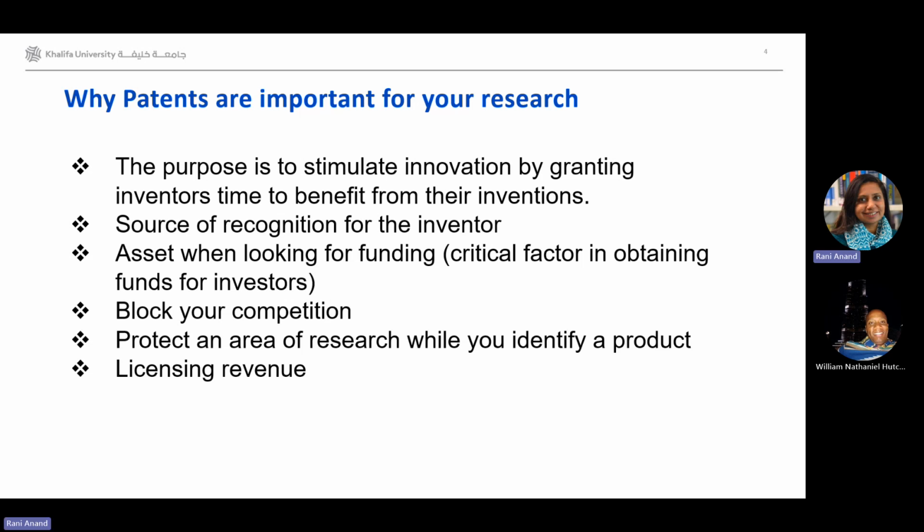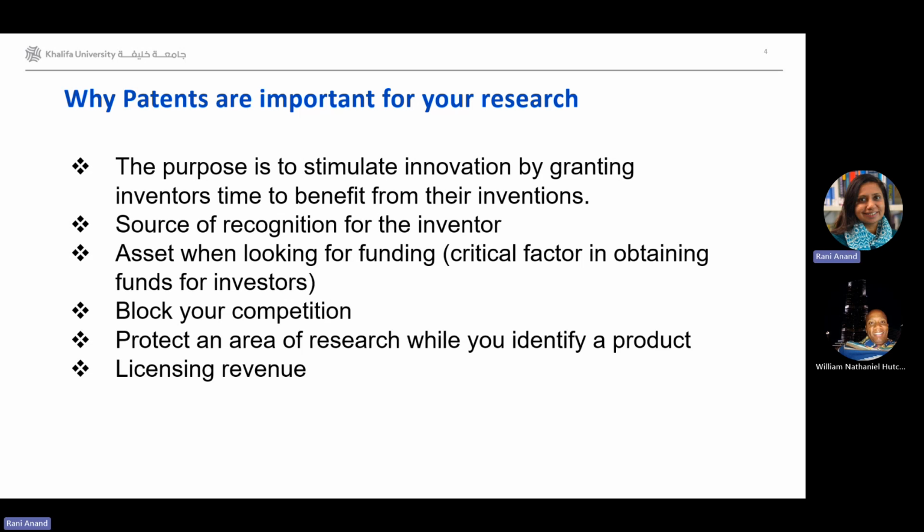Then it's an asset when looking for funding. It's a critical factor in obtaining funds for inventors. When you apply for funding, if it is a patentable invention, it will add to your chance to secure funds from a prestigious sector or organization.